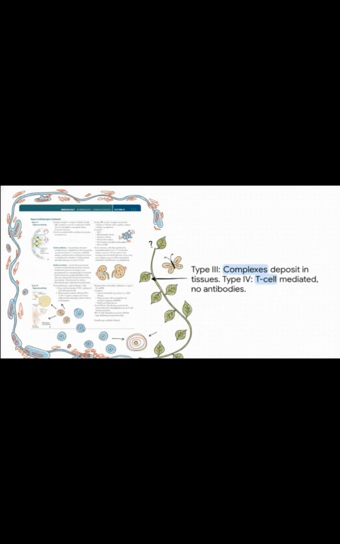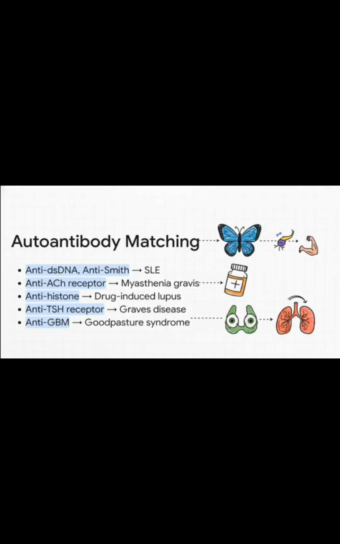But type 4? Type 4 throws antibodies out the window entirely. This is a purely T-cell-mediated delayed reaction. Think about the rash you get from poison ivy or a positive TB test. No antibodies involved. Speaking of autoimmunity, the USMLE is just obsessed with making you match autoantibodies to diseases.